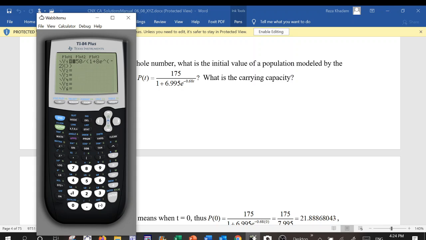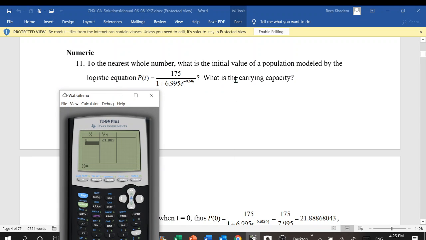So here we have 175 divided by 1 plus 6.995, and then e to the power of negative 0.68 x or t, and then close the parentheses twice. Okay, and then we do the same thing. We already have the table set, right? So we go to table, clear those, and put 0. We get 21.88, so that's the answer to the first part, right here.